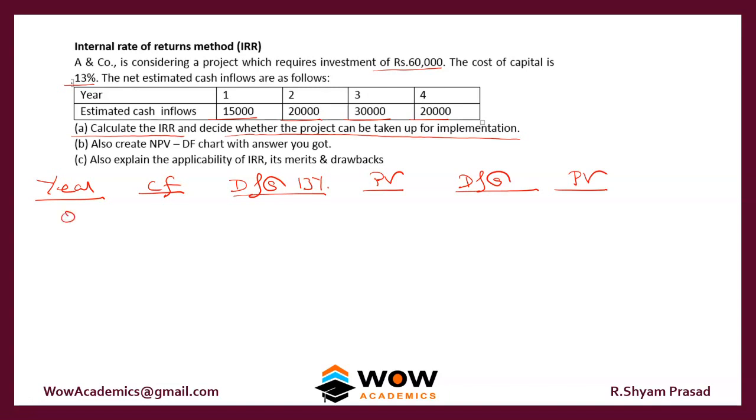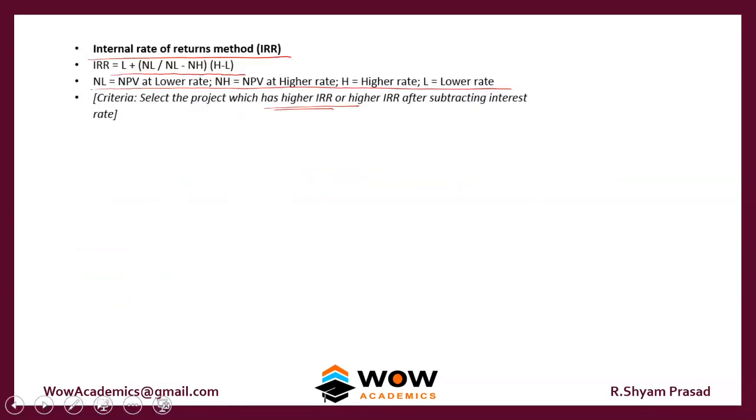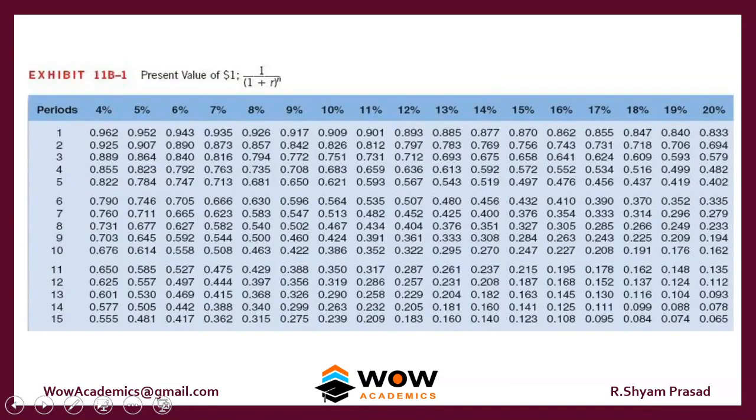So we have to start from the 0th year. 1, 2, 3, and 4. 0th year is always a minus. It's a cash outflow, so 60,000. So we'll take the other numbers. So the discount factor for the first year is always 1. For 13%, we have these numbers. So we'll mark up here. So 13%, and for 5-year period, it's this box.